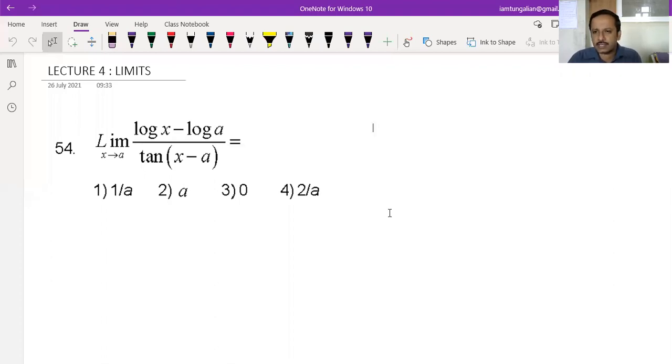Let's continue our discussion on limits. To get a good grip over limits, and not just in limits but in every case, you have to solve a lot and lots of problems. Only if you solve varieties of problems will you get a good grip over the subject.